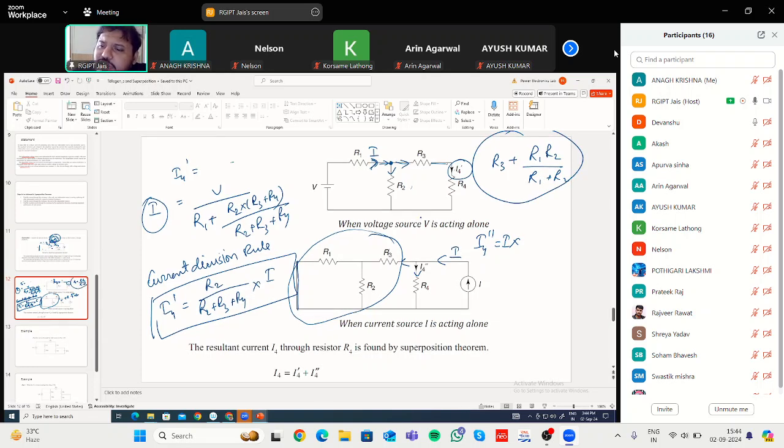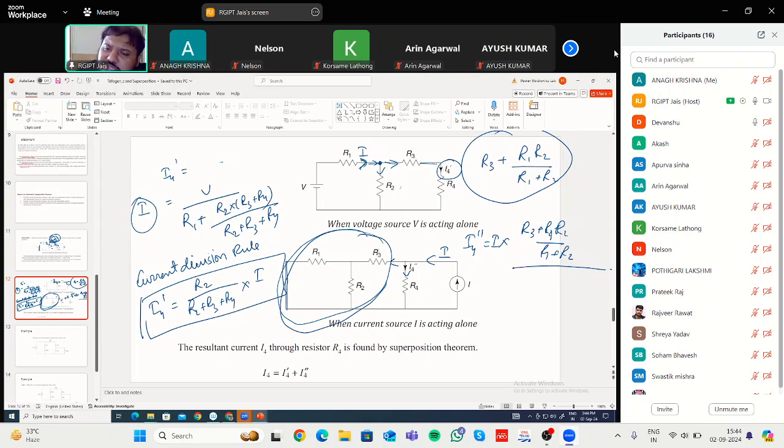So I4 double dash will have in the numerator the resistance in this branch, that is R3 plus R1 R2 divided by R1 plus R2. This is the net resistance in this branch, divided by the total resistance in this branch and this branch. That means R4 plus R3 plus R1 multiplied by R2 divided by R1 plus R2.